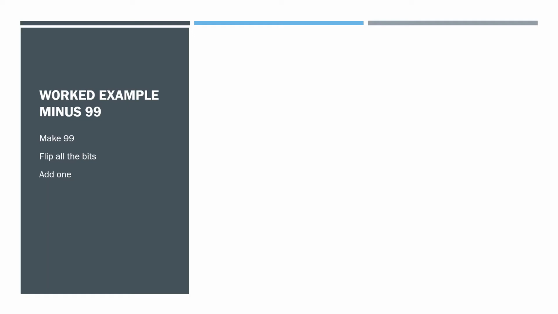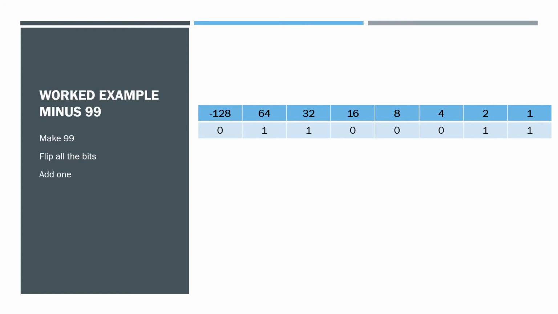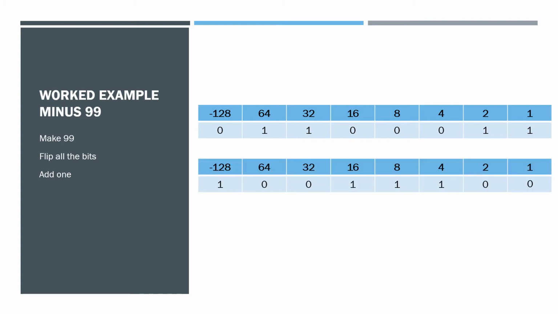So let's look at a worked example. Supposing we had to create the number minus 99 using 2's complement. The easiest way to do it is to make 99. 64 plus 32 plus 2 plus 1 adds up to 99. Now let's turn that into minus 99. Flip all the bits so that 0 becomes 1 and 1 becomes 0. And then simply add 1. And that's minus 99.